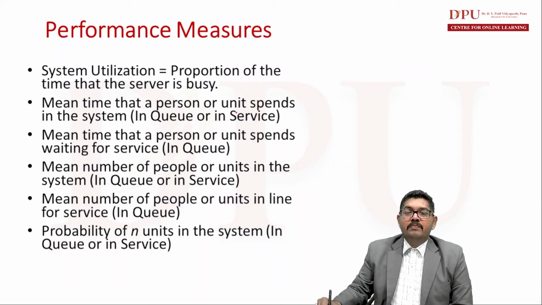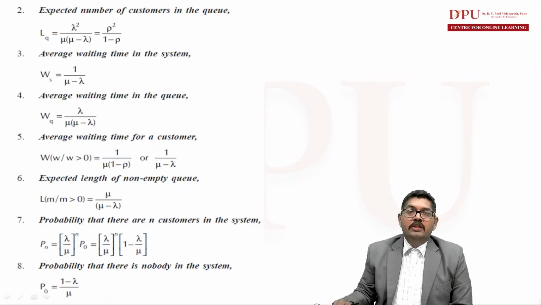Then we can calculate the mean time that a person or unit spends in the system, and the mean time that a person or unit spends waiting for service. Then the mean number of people or units in the system, the mean number of people or units in the queue, and the probability that there are n units in the system. So all these things can be calculated by using queuing theory.